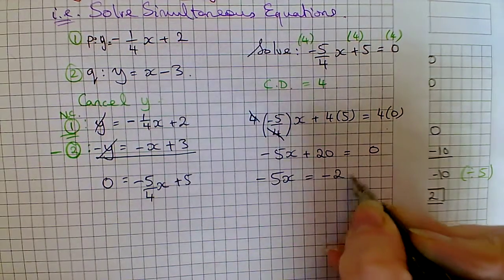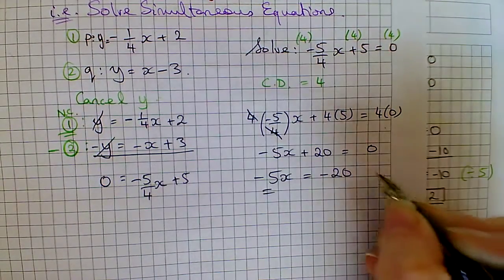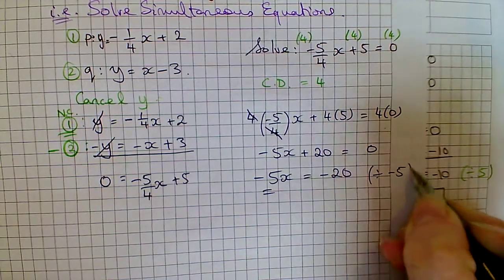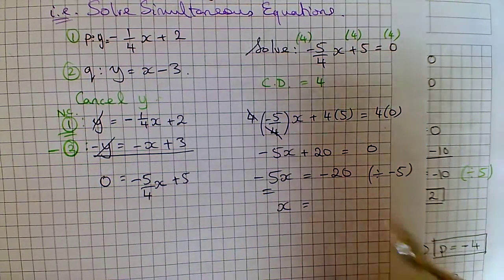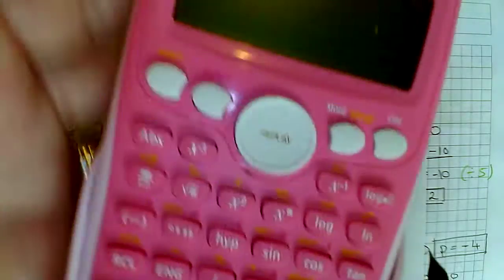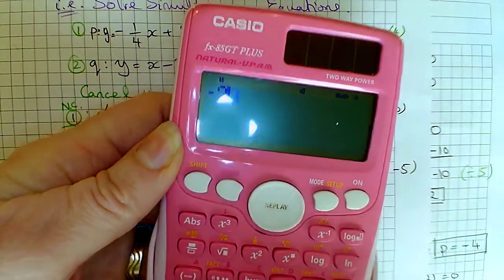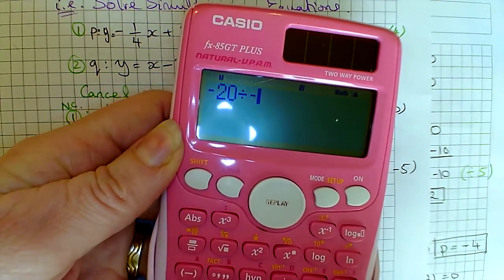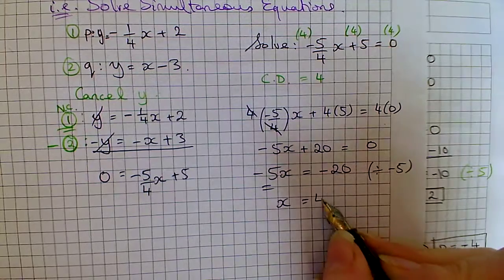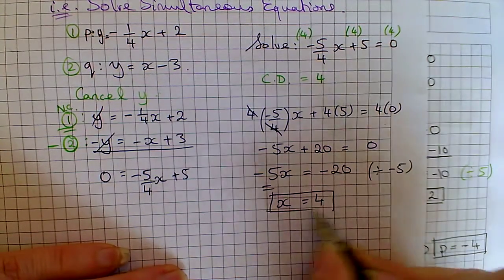Minus 5x is negative 20. I divide across by the coefficient of x. X is minus 20 divided by minus 5. Use your calculator if you need to. Minus 20 divided by minus 5, and we get a plus 4. So x is equal to 4.